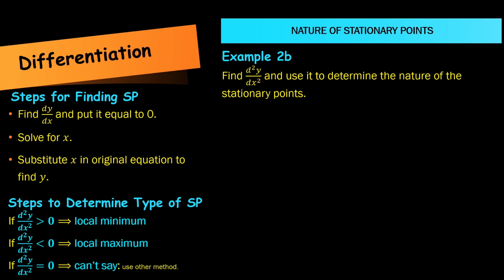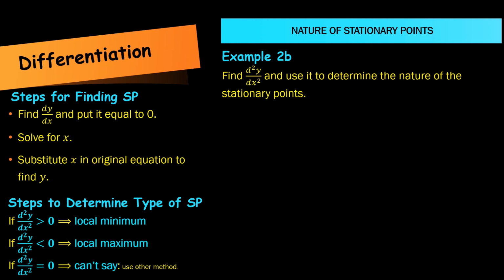Now let's solve part B. We are required to find d²y/dx² and use it to determine the nature of the stationary points. Recall the steps to determine the type of stationary point. Remember, if d²y/dx² is greater than 0, we have a local minimum. If it's less than 0, we have a local maximum. And if it's equal to 0, we can't say, and we need to use another method.